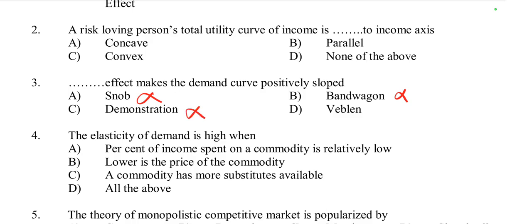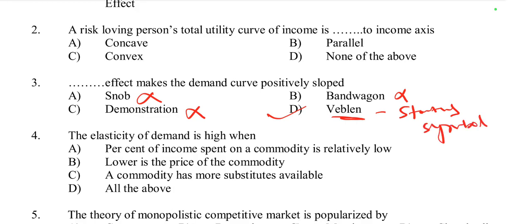Demonstration is not correct. Then the last one is Veblen good. This is the right answer, because the Veblen effect refers to the phenomenon where higher prices lead to higher demand. When the price of goods rises, its demand also rises. Veblen goods, because the product is perceived as a status symbol.